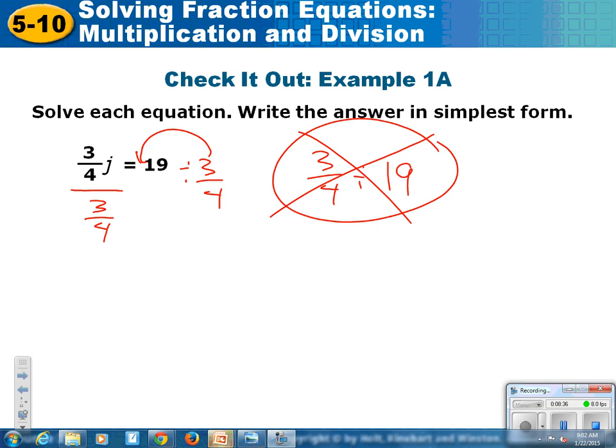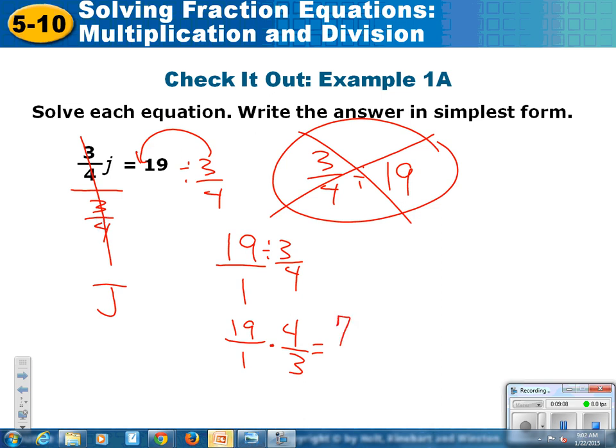It's 19 divided by 3/4. Because you divide by 3/4 on that side, you divide by 3/4 on that side. So we're going to have j equals 19, which is basically 19 over 1 divided by 3/4. Then we have to flip it. So we have 19 over 1 times 4 over 3. There is no greatest common factors to use. This is going to be, what did I figure out, 76? Is that right? 76 over 3, which turns out to be 25 1/3.